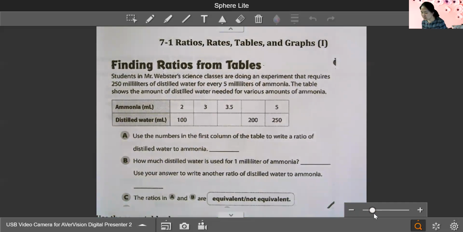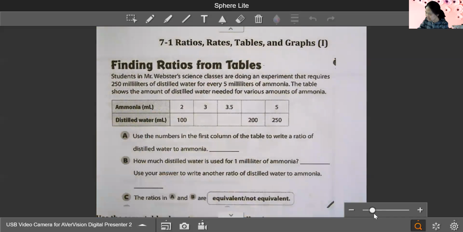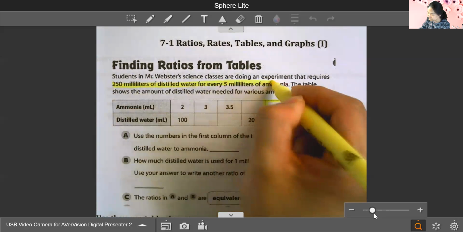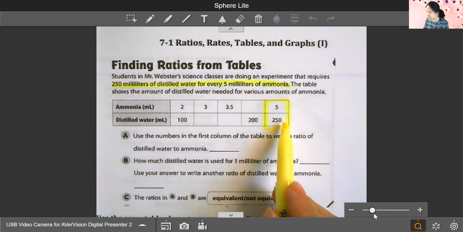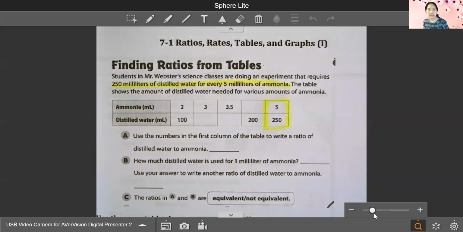It says students in Mr. Webster's science classes are doing an experiment that requires 250 milliliters of distilled water for every 5 milliliters of ammonia. And if you take a look right here, I have ammonia on top and distilled water on the bottom. And here's that information that was written right here. Okay. 250 milliliters of distilled water, 5 milliliter of ammonia. The table shows the amount of distilled water needed for various amounts of ammonia.